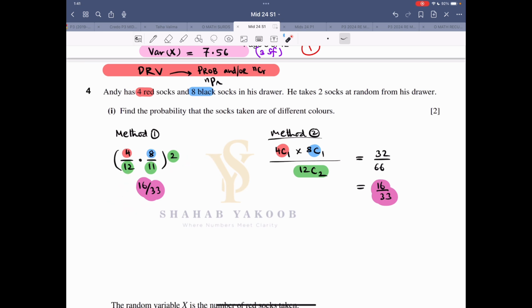So this first method, let me write it down. This is based upon the concept of probability and permutation. Second method is based upon the concept of combination. Order does not make a difference. Without any restriction, 12C2. Choosing 1 red and 1 blue, and means multiplication. This is 32/66 reduces to 16/33. A beautiful question done in 2 different beautiful ways.